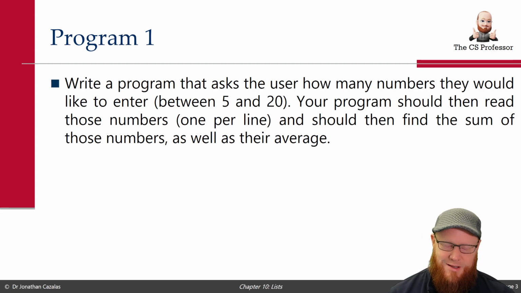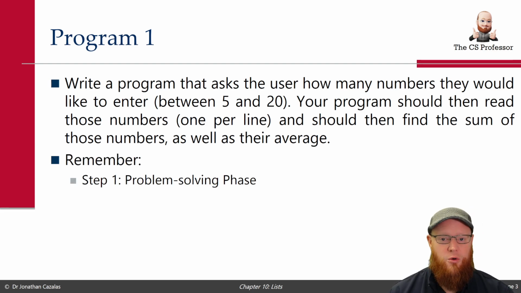And just for kicks, let's pretend we only asked them to enter 5 numbers. We don't want the user entering 20 numbers. So I'll even say, just ask the user to enter 5 numbers, read those numbers one per line, and you want to compute the sum of those numbers as well as their average. So this is using basic loops. May as well do that in at least a main function, right? Everything should have functions. Should be pretty straightforward to code up.